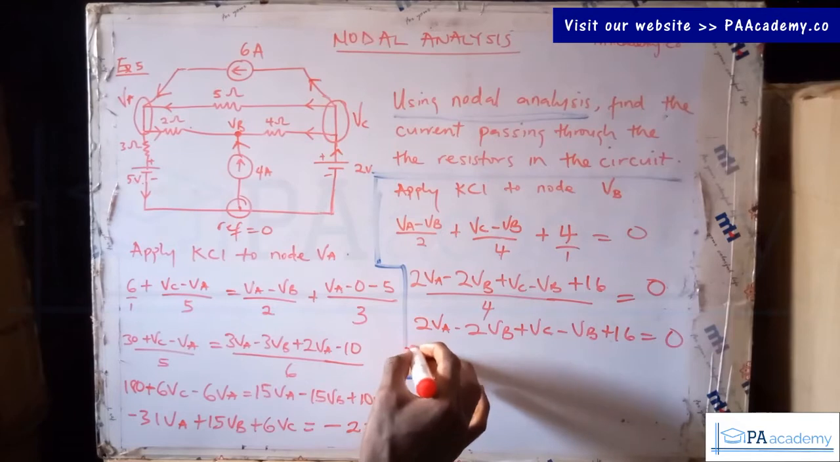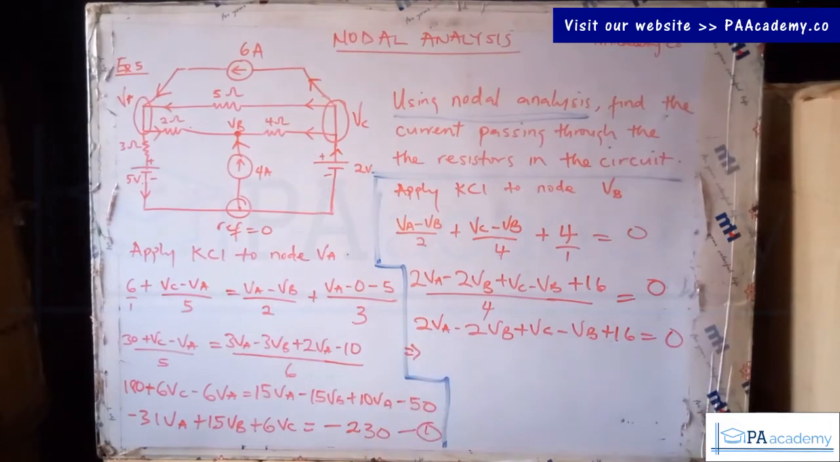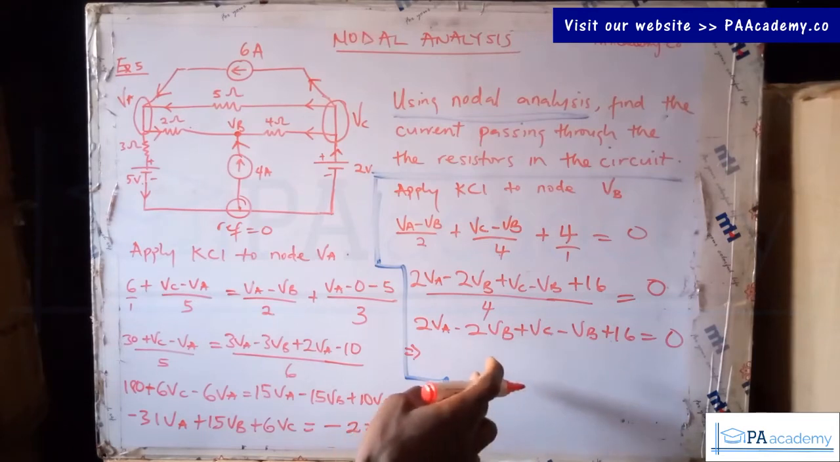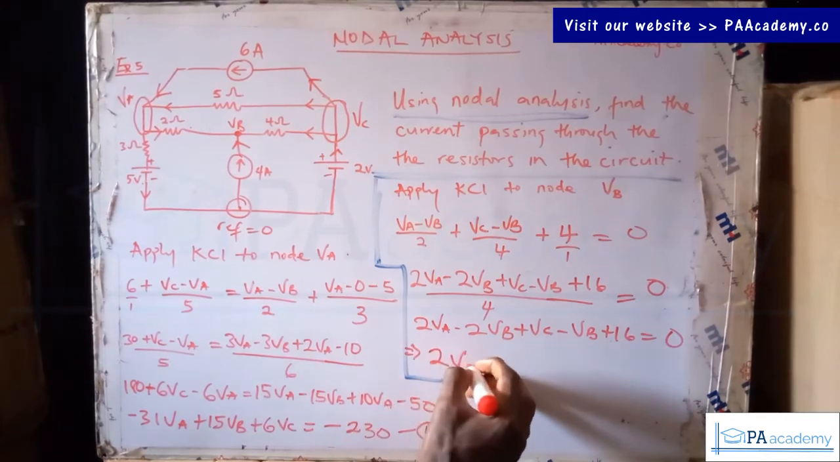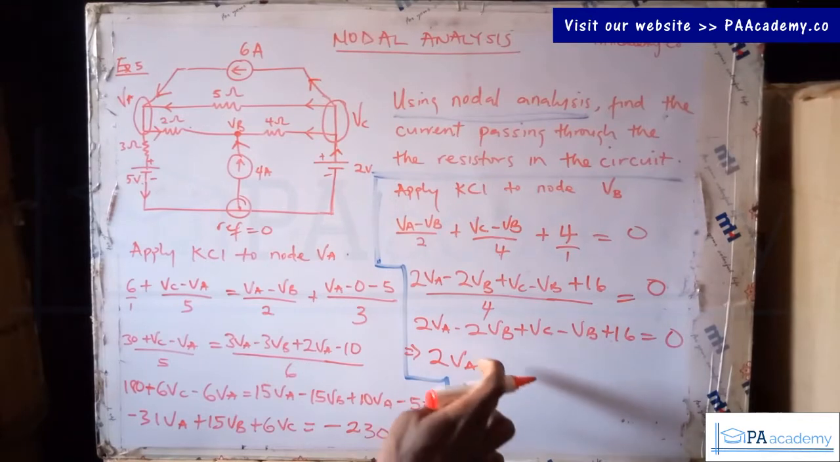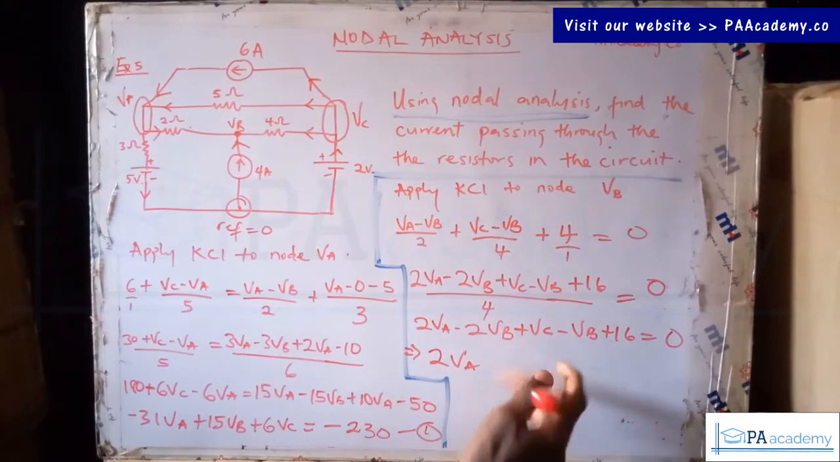Alright, so let's just rearrange this to make it look neat. So let's look at the VA. We only have one VA, which is 2 VA. What about VB? We have minus 2 VB and minus VB. That's minus 3 VB.